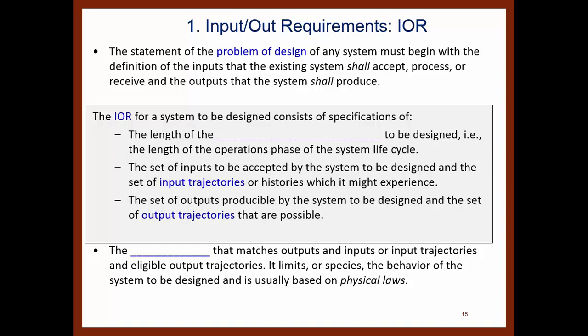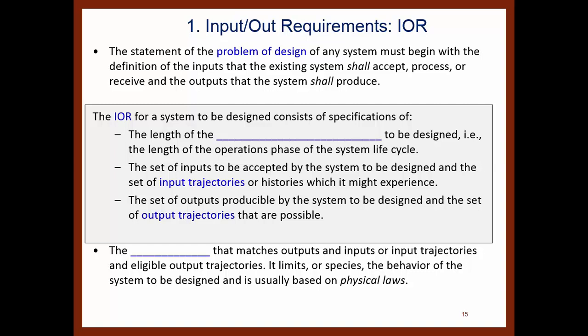And we're going to start discussing each one of them individually. So in terms of input-output requirements, the statement of the problem of design of any system must begin with the definition of the inputs that the system must accept, process, and receive. So this is the information. These are the entities that are going to be interacting with the system. These are the processes that are going to get the system started.